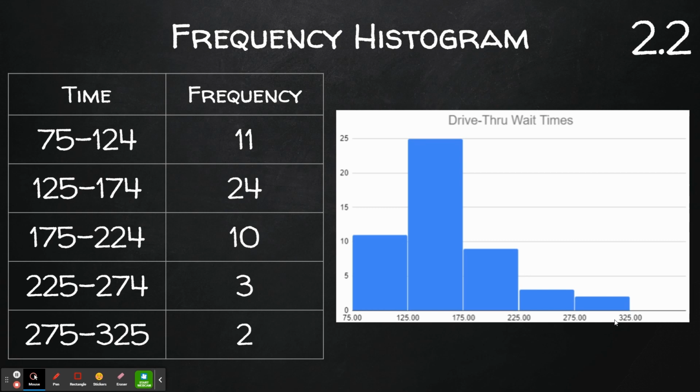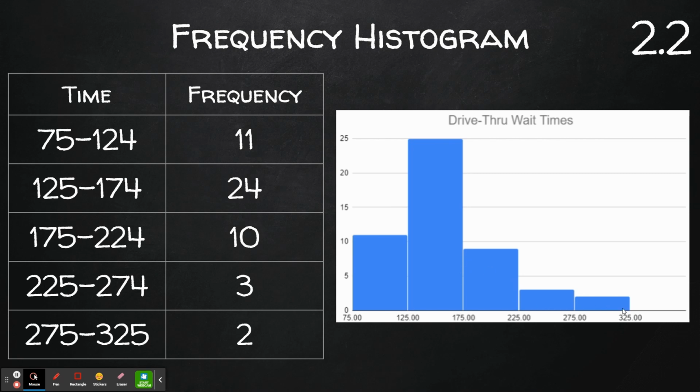Now, a table's nice, but what's better than a table is a graph. So here we have a histogram. A histogram is a visual representation of a frequency table. So here you can see that between 75 and 125 on this histogram, we have 11 fast food times. So this bar here is 11 high. Between 125 and 175, we had 24, so the bar goes up here to 24, and so forth.